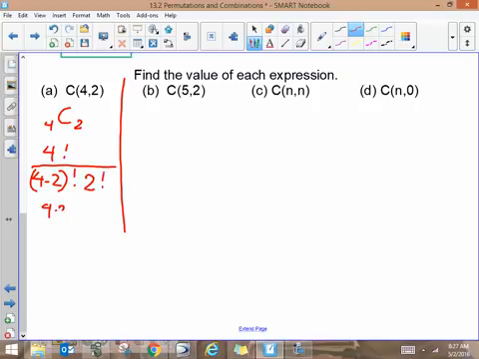Would 2 exclamation times 2 exclamation equal 4 exclamation? No. Well, because 4 factorial is 4 times 3 times 2 times 1, Megan. 2 factorial is 2 times 1. There'd be no way a 3 would end up in there.